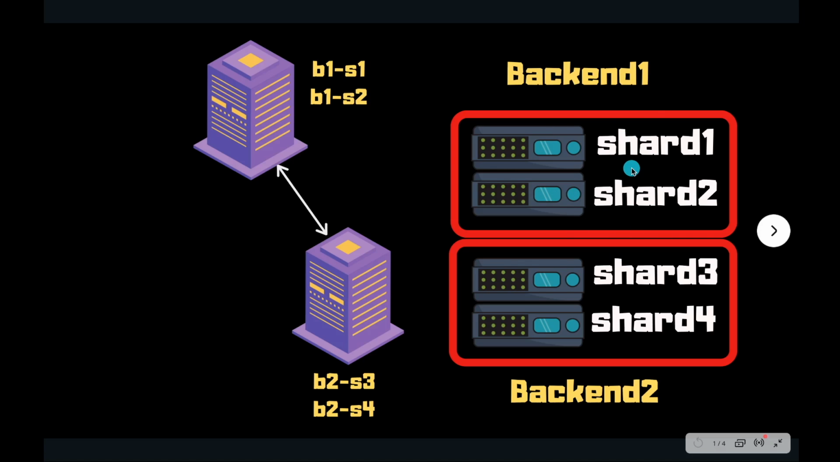Now all of a sudden we have many shards over many clusters, so we need some sort of a mapping. Okay, backend 1, which you can think of as an IP address, has two shards, shard 1 and shard 2, and backend 2 has shard 3 and shard 4.